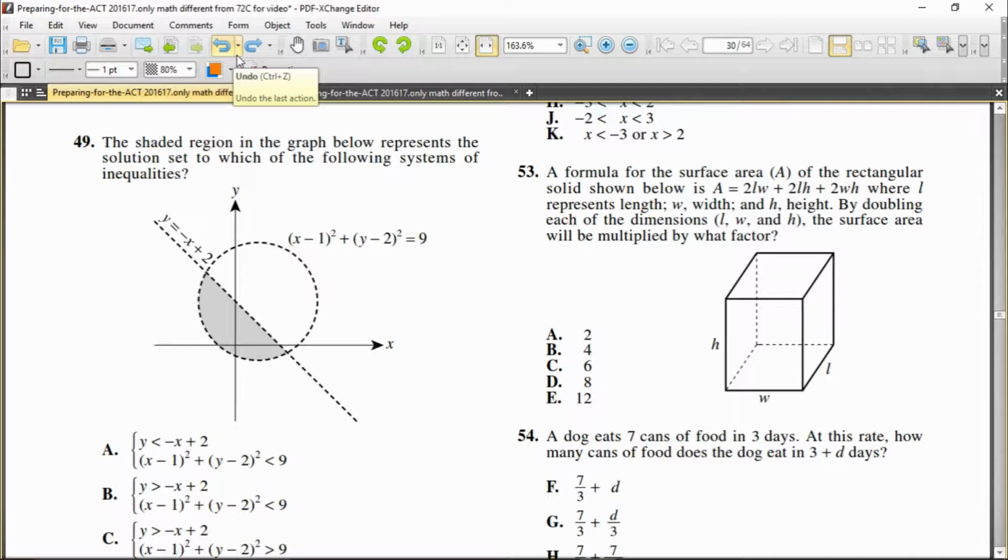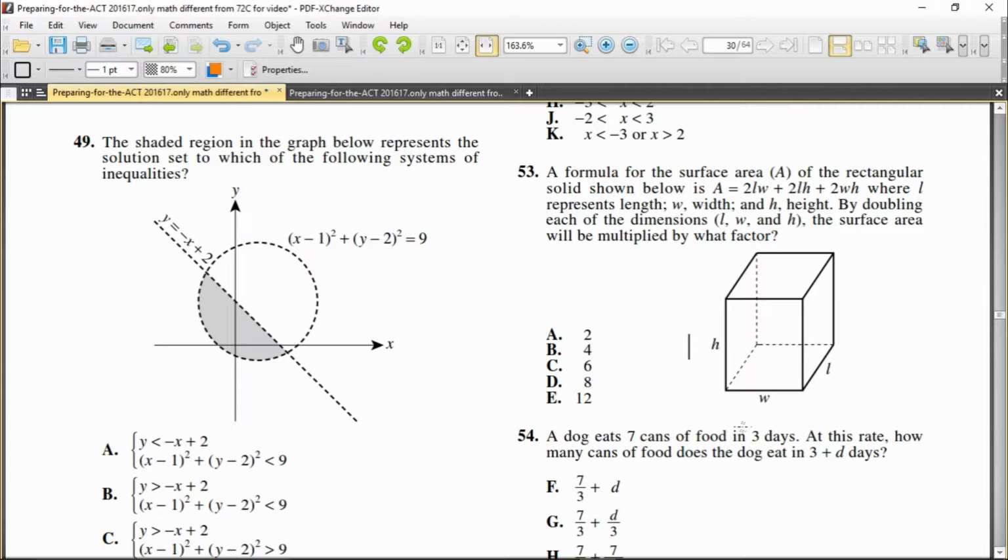A formula for the surface area A of the rectangular solid shown below is A equals 2LW plus 2LH plus 2WH, where L represents length, W width, and H height. By doubling each of the dimensions L, W, and H, the surface area will be multiplied by what factor?